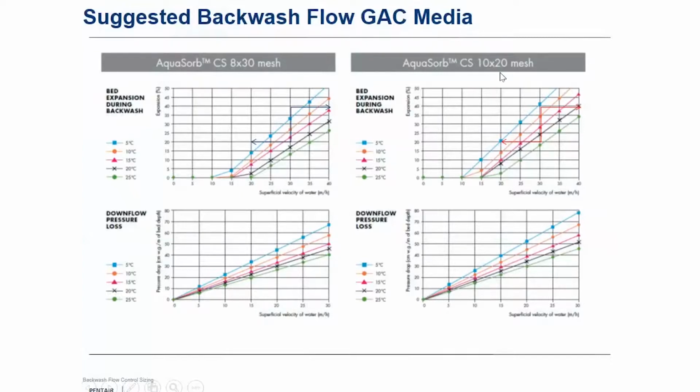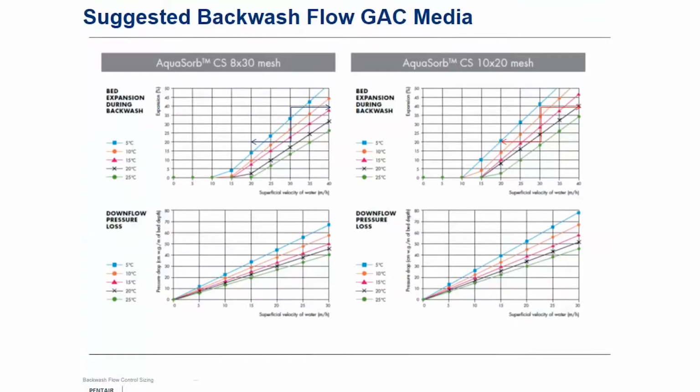This is the same product in different mesh sizes. Here we take bed expansion at 30. I like to use the 15C number because that's about average, and I'm going to need a 30 meter per hour flow rate to get my bed to expand. For this mesh, same carbon, different mesh size, I need a 30.1 meter per hour flow rate for that carbon.